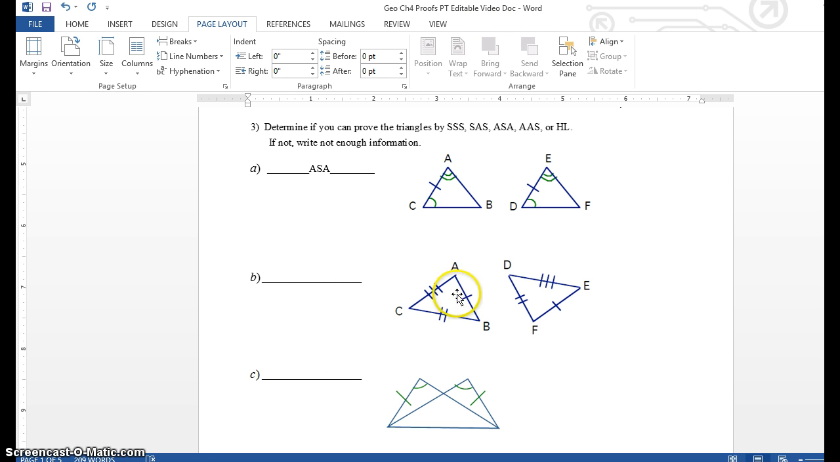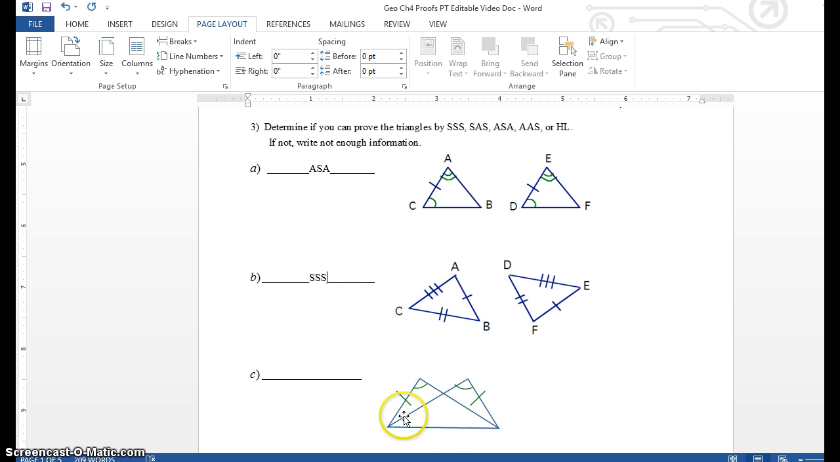Next we have these two triangles. If we look here, I have a congruent side, a second congruent side, and a third congruent side. Nice. I have a congruent side followed by another congruent side followed by a third congruent side. This is perfect. With all three sides congruent, this is what we call SSS.